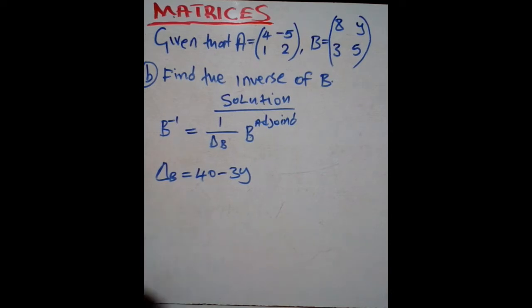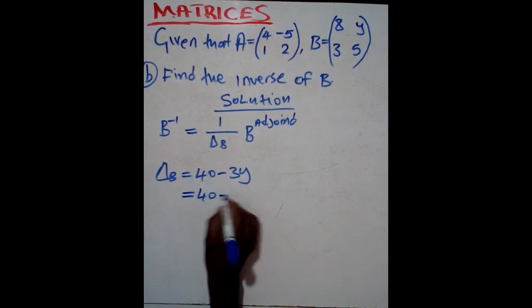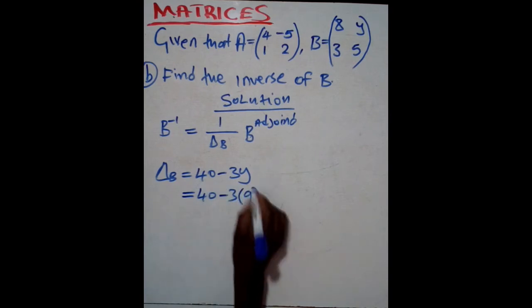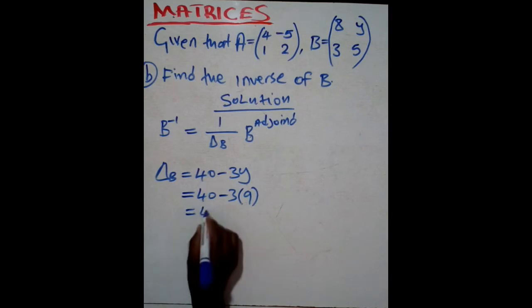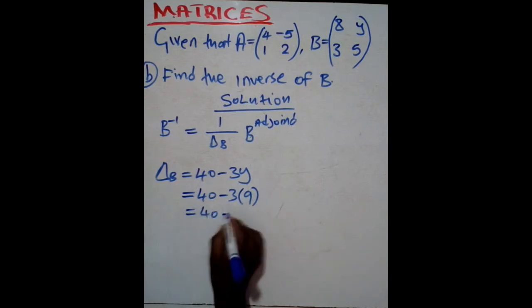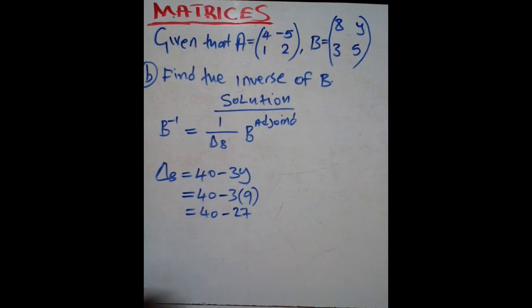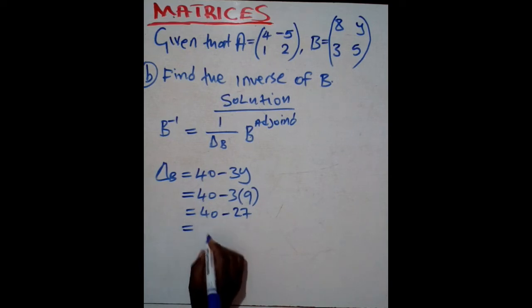However, we found the value of y. The determinant is equal to 40 minus 3 times 9. Then 3 times 9 is going to give you 27. When you subtract 27 from 40, the determinant is going to be equal to 13. Because actually, according to the question, the determinants are equal. We got the determinant of A, so the determinant of B is also supposed to be 13.